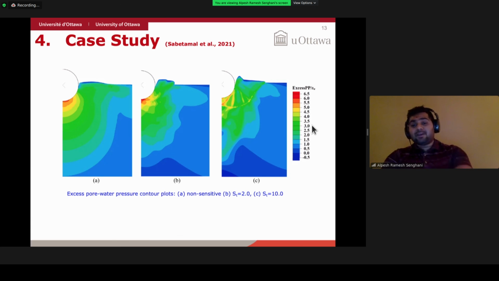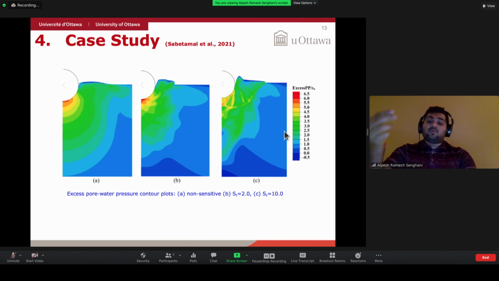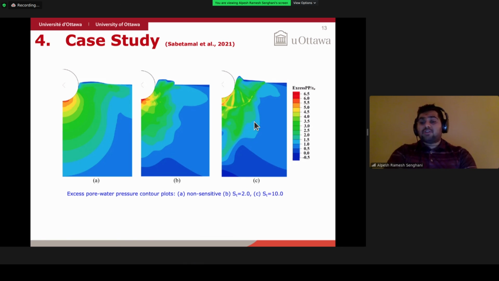However, if you compare diagrams B and C here, you can see that the red spot is just at the embedment depth, at the depth of the pipe. You can see the red dots in both A and B. However, in C, excess pore water pressure is starting to reduce, going towards negative. You can see much more green and yellow, even at the base of the pipe there.